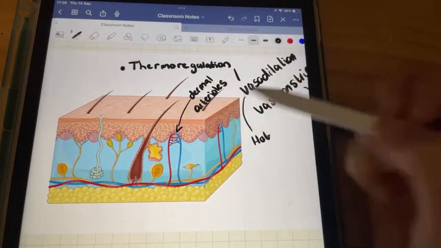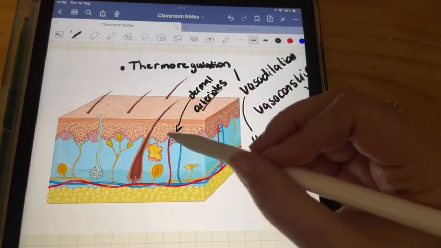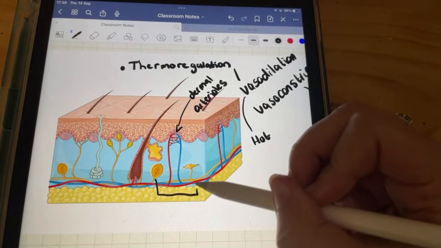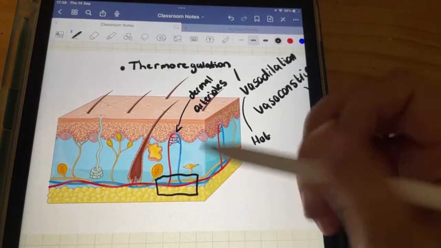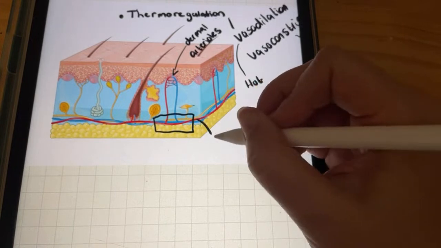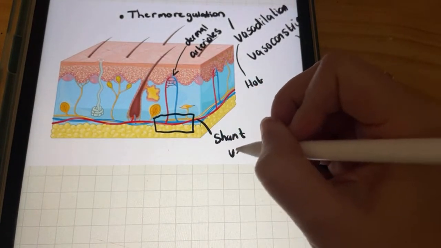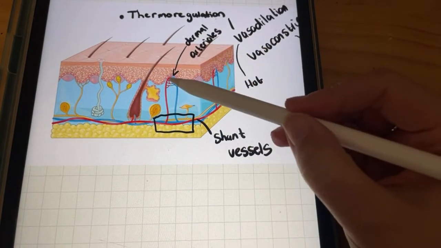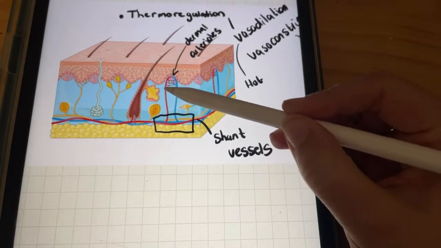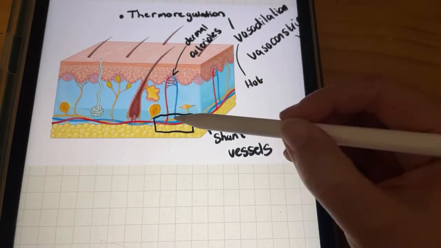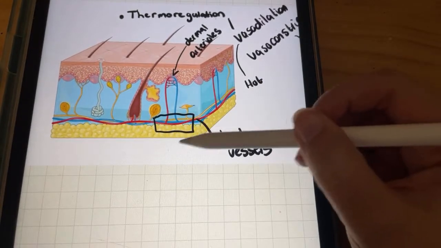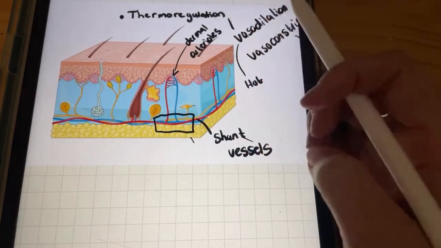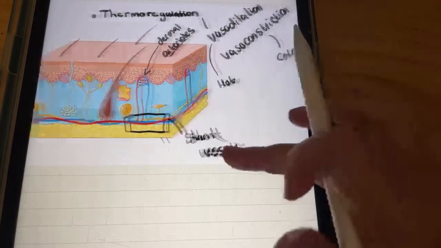So what happens is, if it is, for example, a cold day, these arteries are going to constrict and get smaller, which means the blood stays in this lower level here near the fat in your skin. And these vessels down here are called shunt vessels. So on a cold day, the dermal arterial circular muscles will contract. It will allow less blood to the surface of the skin. More blood is kept in the shunt vessels near the fat layer, therefore preserving the heat inwards or closer to the core of the body on a cold day.